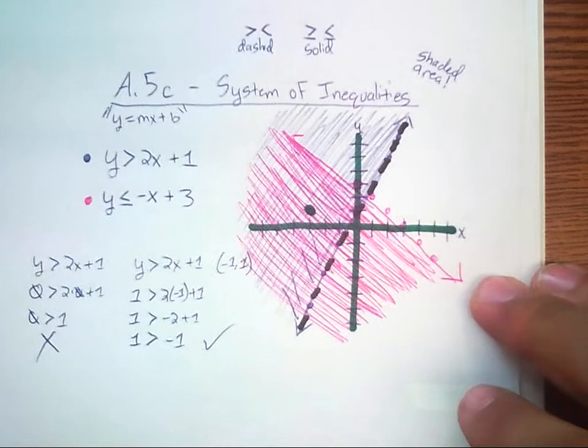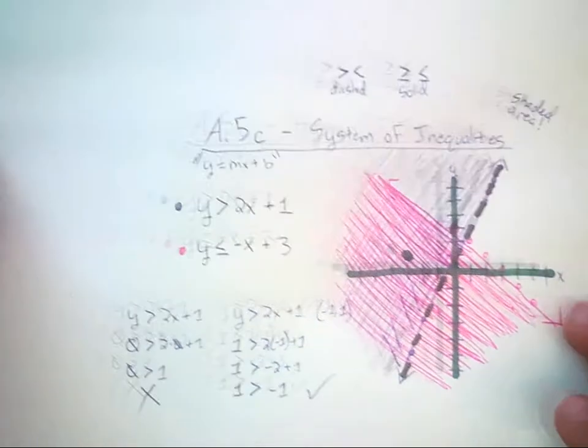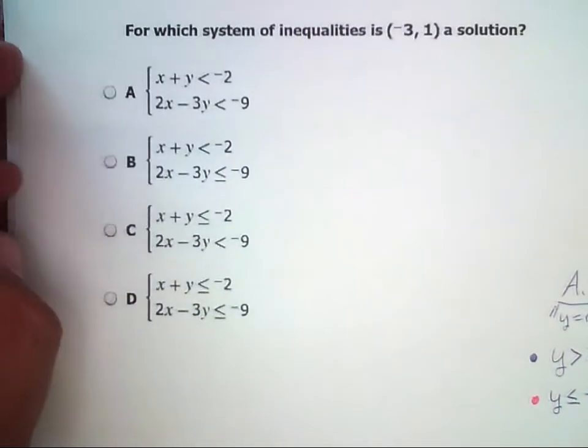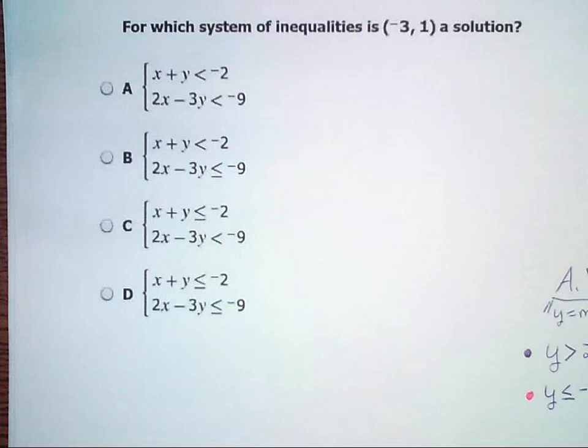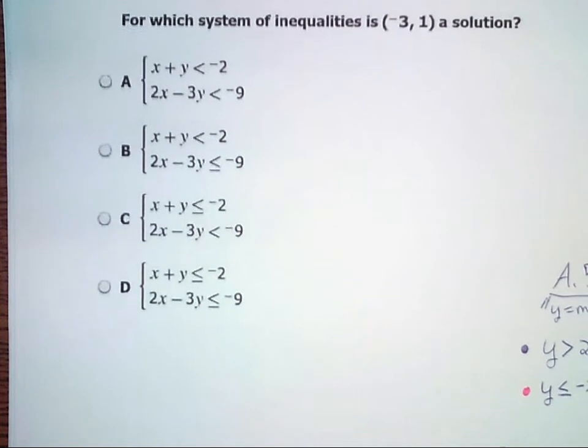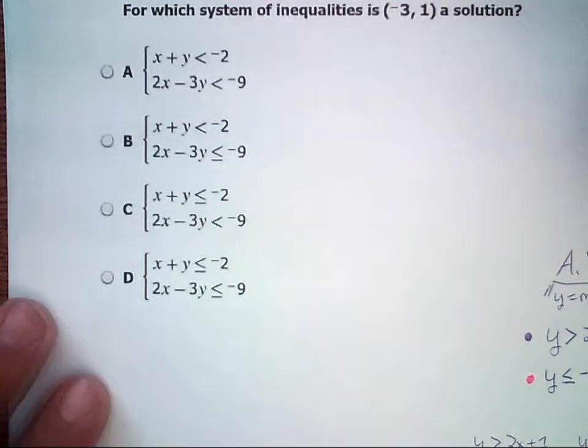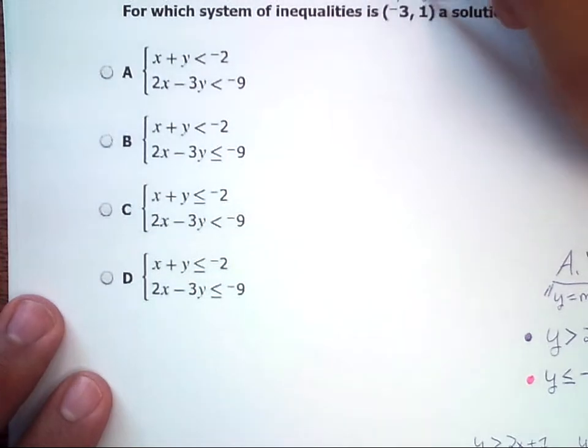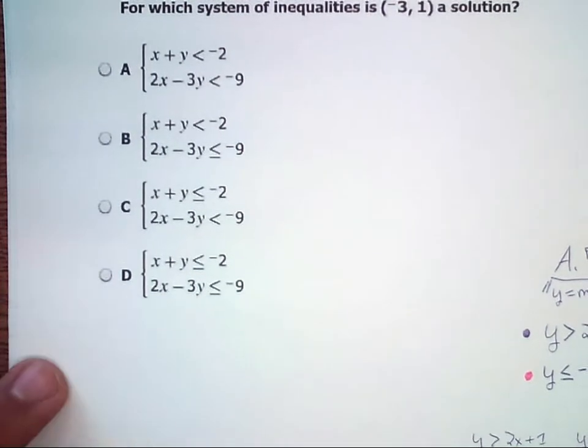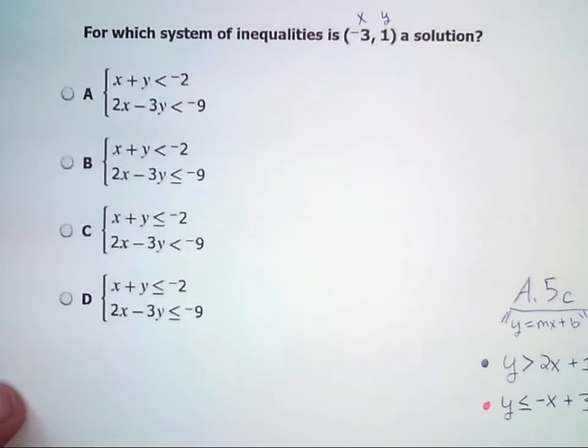Let's go ahead and take a look at an SOL example. All right. So, for which system of inequalities is -3, 1 a solution? And just a friendly reminder, this is x and this is y. So what you're going to do, it's similar to checking your answer to a system of equations. You're just going to plug in the value and see where it holds true. It's got to be true for both inequalities. If it's only true for one, no dice. It's got to be true for both.